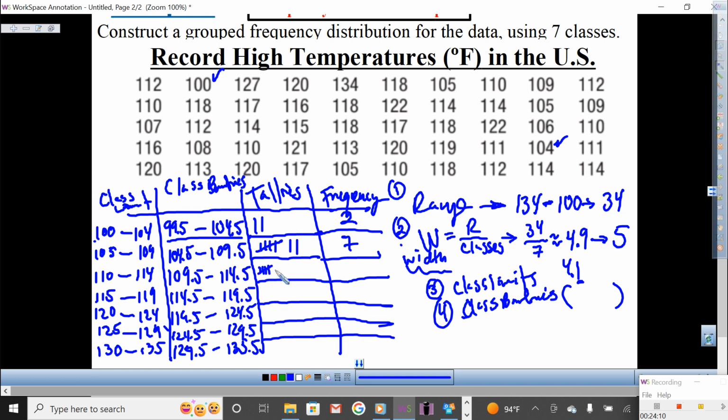17. 1, 2, 3, 4, 5, 1, 2, 3, 4, 5, 1, 2, 3, 4, 5, 1, 2. 17. Hands if you got that. Looks about right. Okay. Pass someone.